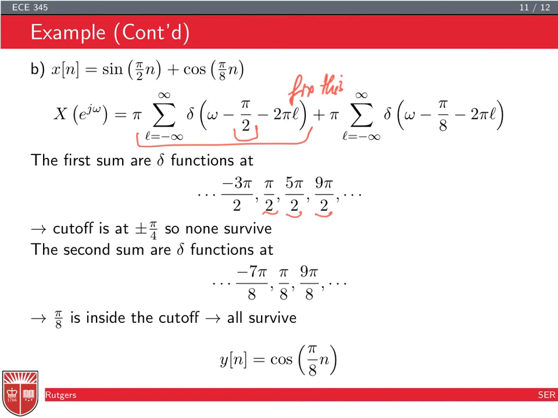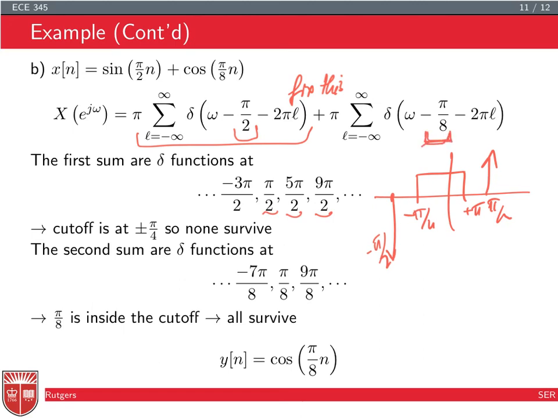But remember that our cutoff frequency is pi by 4. And for this guy here, the frequencies are pi by 2 and negative pi by 2. So all these frequencies are going to be cancelled and zeroed out by the low pass filter. In some sense, the sine here has a high frequency, and it's not going to go through the low pass filter.